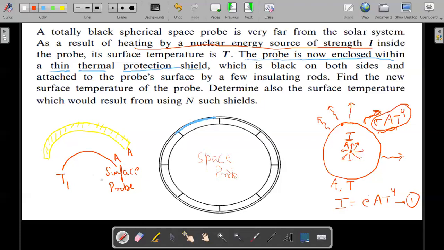In simple words, still we are producing energy inside this probe. Energy is still being produced here at a rate of capital I. Just think of the flow of energy. The energy which is being produced inside this spherical probe will be radiated by the surface of the spherical probe. A new consideration in this situation is that this protection shield will also radiate energy in the outer space and in the inner space.